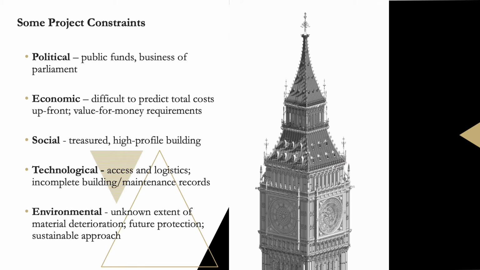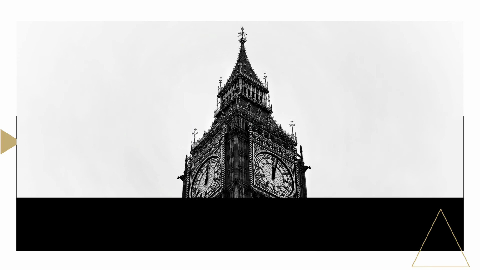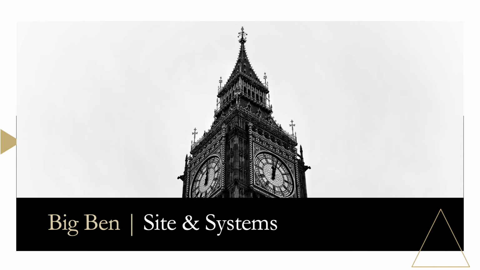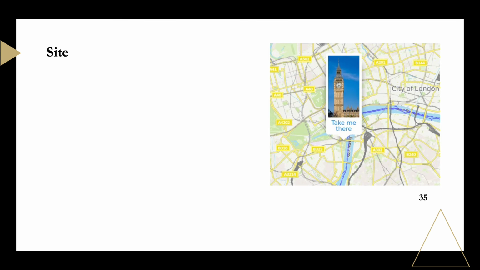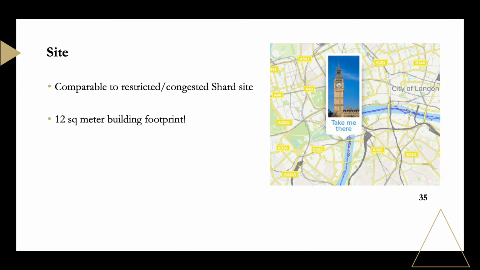As such, the full extent of the material deterioration was not able to be fully known until the project was underway. This also contributed to time and cost uncertainties. Comparable to the restricted and congested Shard site, Big Ben is similar. Added to this was the tiny building footprint of only 12 square metres. Like the Shard, these constraints made the precision of project management and scaffolding accessibility crucial to project success.